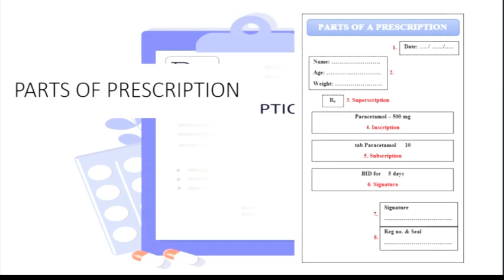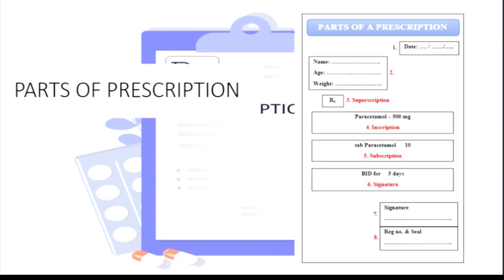The prescription should contain the name and details of the patient, superscription, inscription, subscription, renewal instruction, signature, and also the signature of the prescriber. If the signature of the prescriber is missing, you should return to the patient and get the signature, and only then can you dispense it.